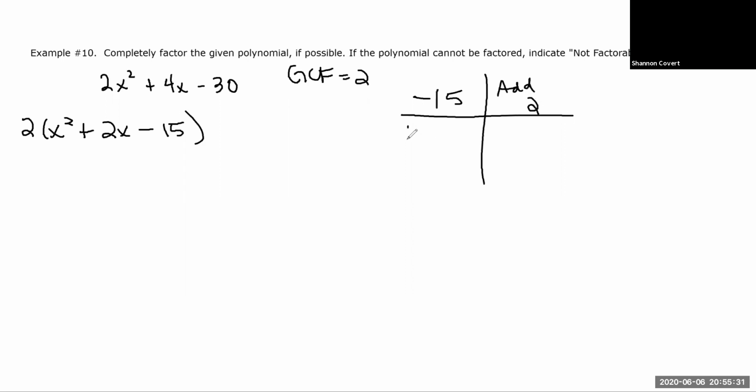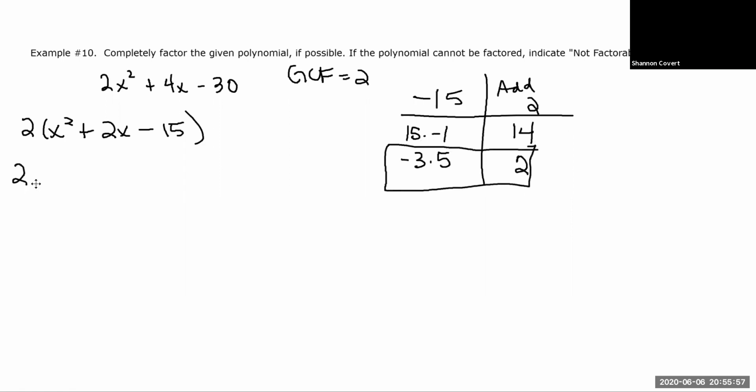So this will be 15 times negative 1, 3, and actually it would be negative 3 times positive 5. Those are all of our factors. So when I add this together, I get 14, and here I get 2. So here's our combo right there.